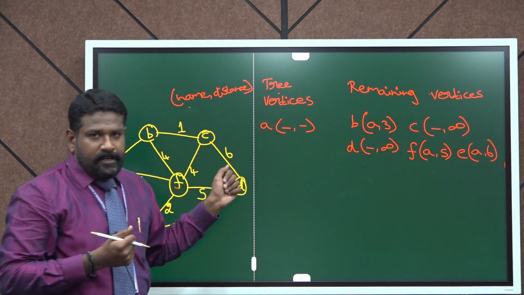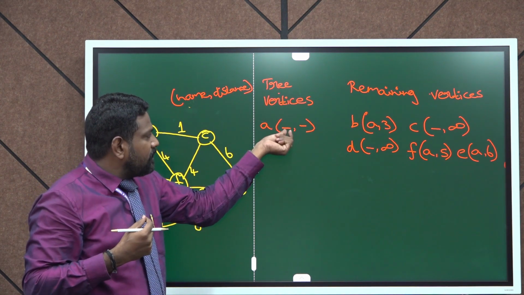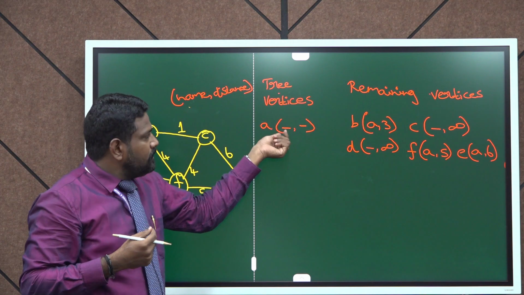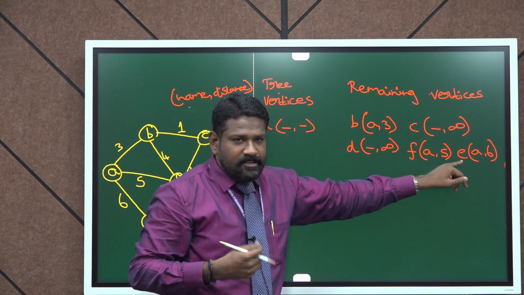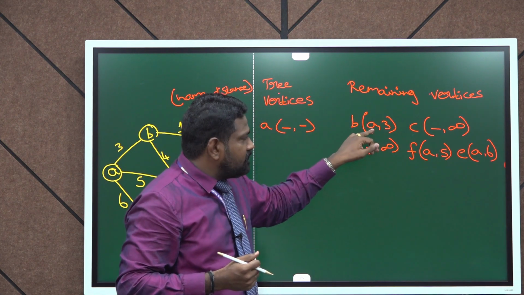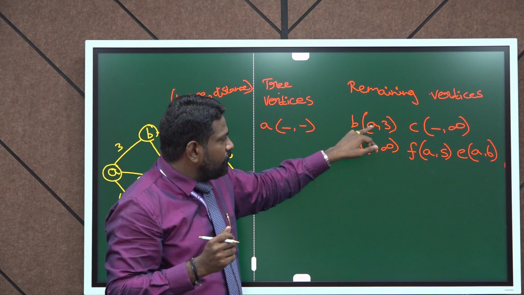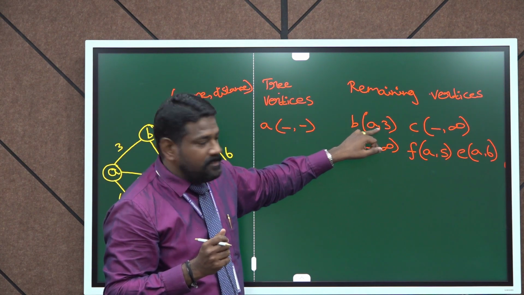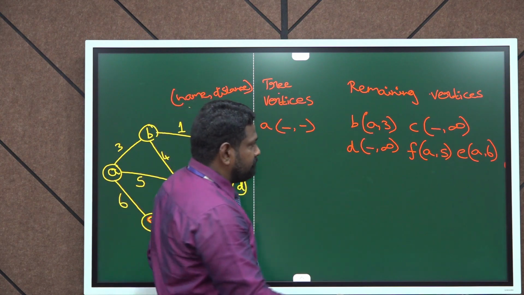So initially we have to start with a single vertex. A is going to be my source vertex. So I am marking both the values as hyphen, and for the remaining vertices I am writing them in chronological order to avoid confusion. If there is an edge between these two vertices, that is from A, we are going to write the nearest vertex as A and the distance from that particular vertex to the starting vertex.